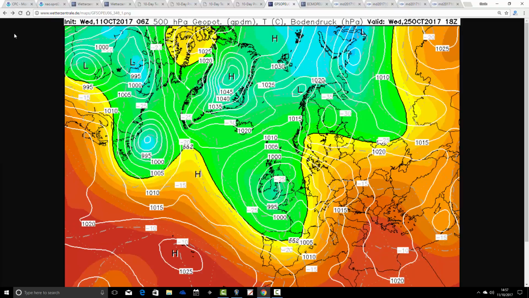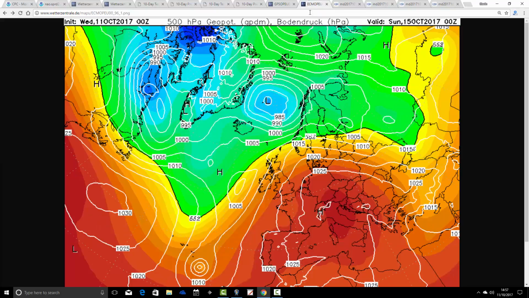If we go out beyond day 10, it stays very unsettled, but notice we do start to see heights beginning to rise to our north. Pressure is starting to rise up around Greenland. That's probably associated with what we saw with the Arctic Oscillation, trending more negative as we go into the latter stages of October. Then the ECMWF looks like this.